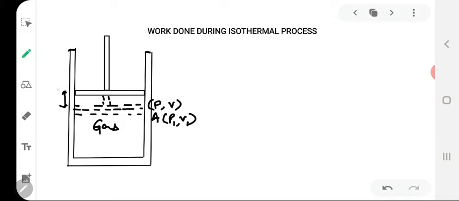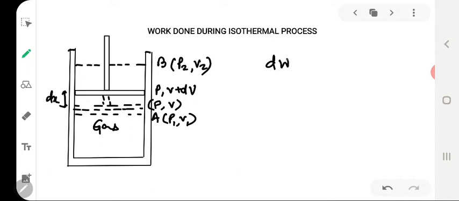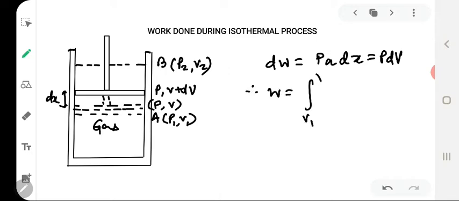Suppose that the piston moves through an infinitesimally small distance dx at constant pressure P. Then the small amount of work done dW should be equal to PA dx, that is equal to P dV, where A is the area of cross section of the piston. Therefore, when the system goes from the initial state A to the final state B, the amount of work done W should be equal to the integral from V1 to V2 of P dV.